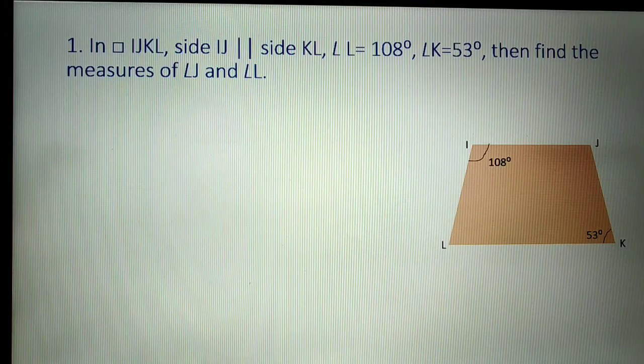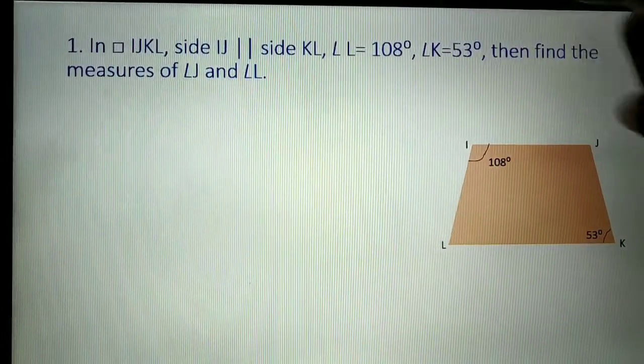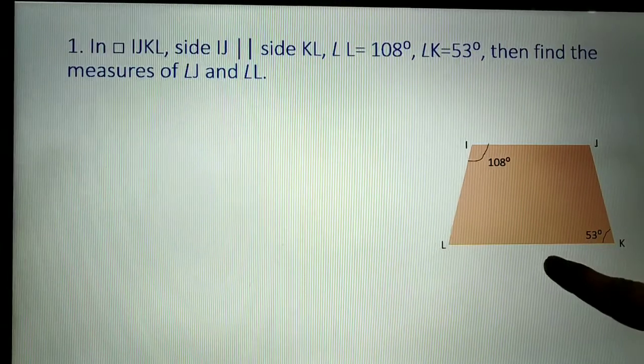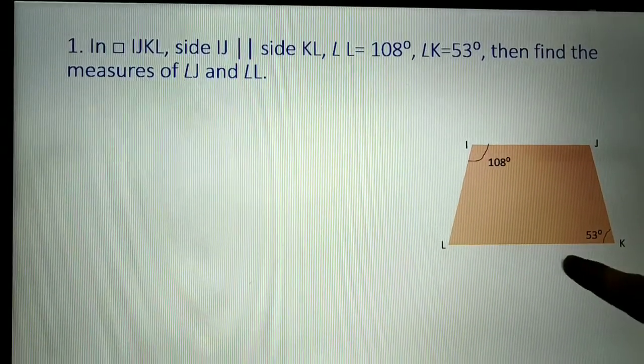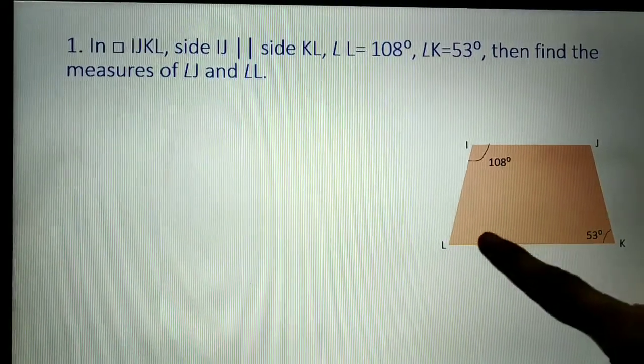First question. In quadrilateral IJKL, IJ is parallel to KL. Okay, IJ is parallel to KL. This angle is 108, this is 53. Find the measures of angle J and L.